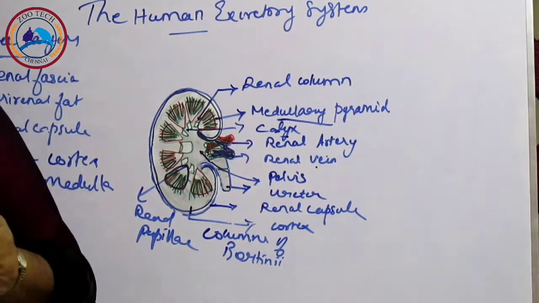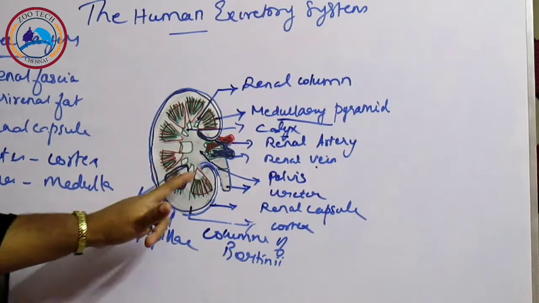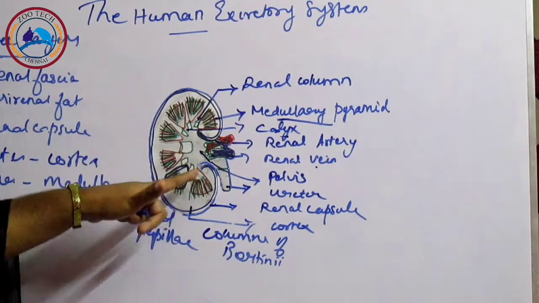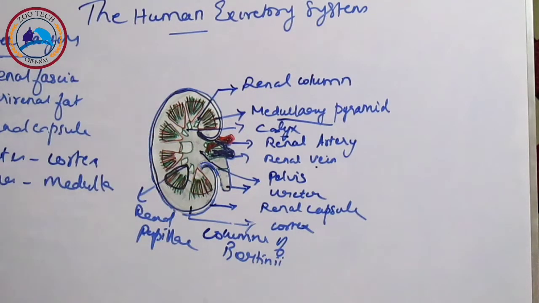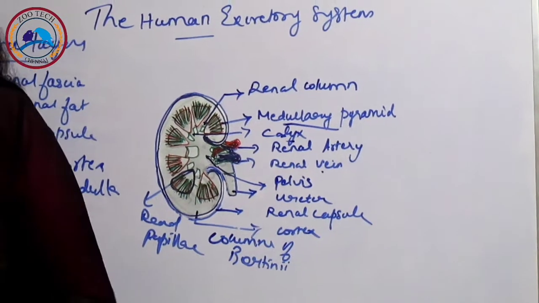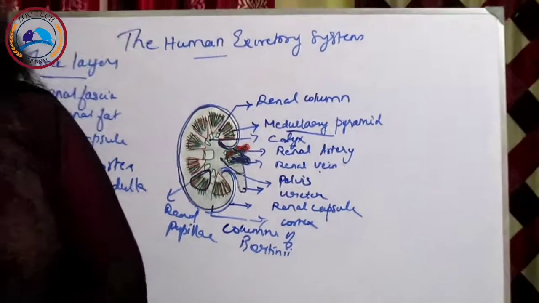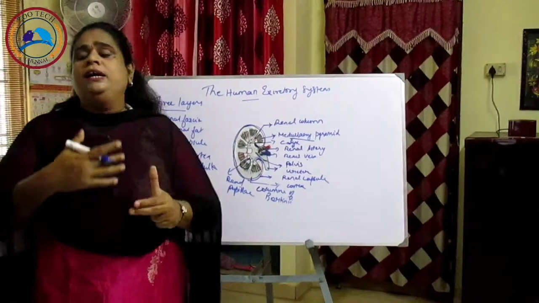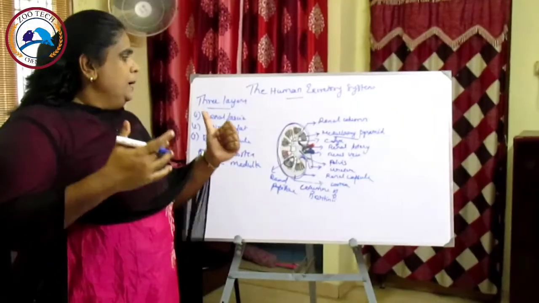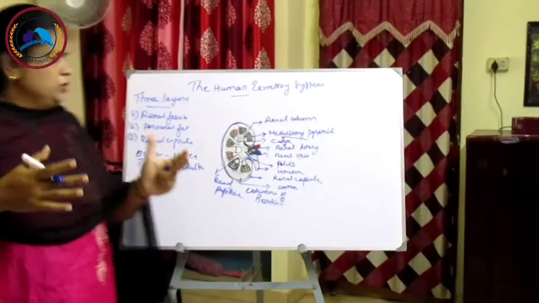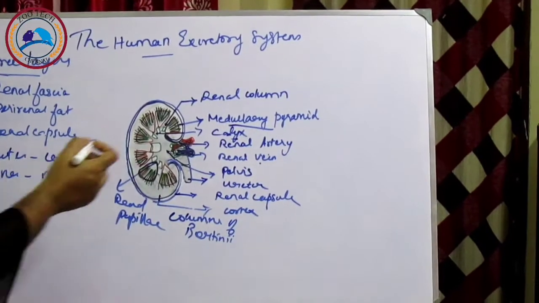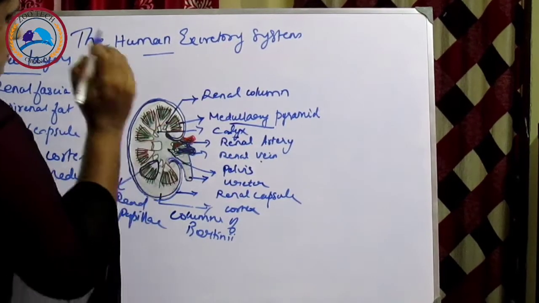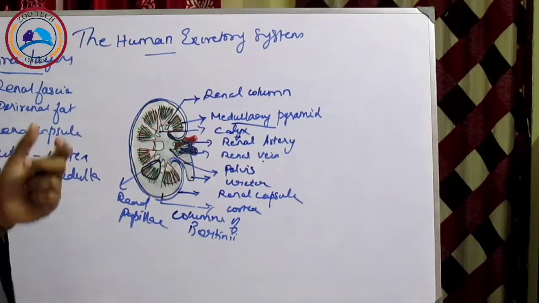Each pyramid creates urine and terminates into a renal papilla. Each renal papilla drains into a collecting pool called the minor calyx. These are the minor calyces.